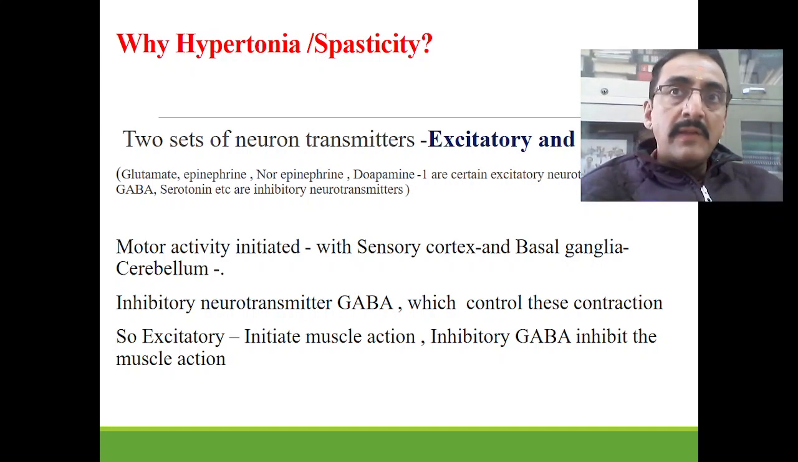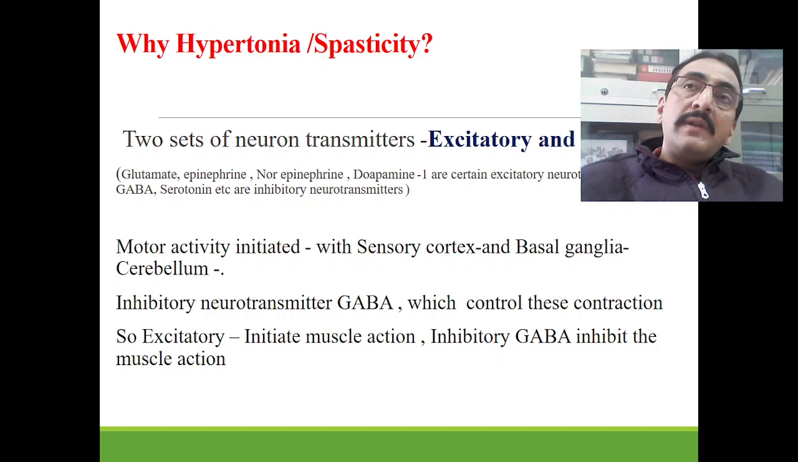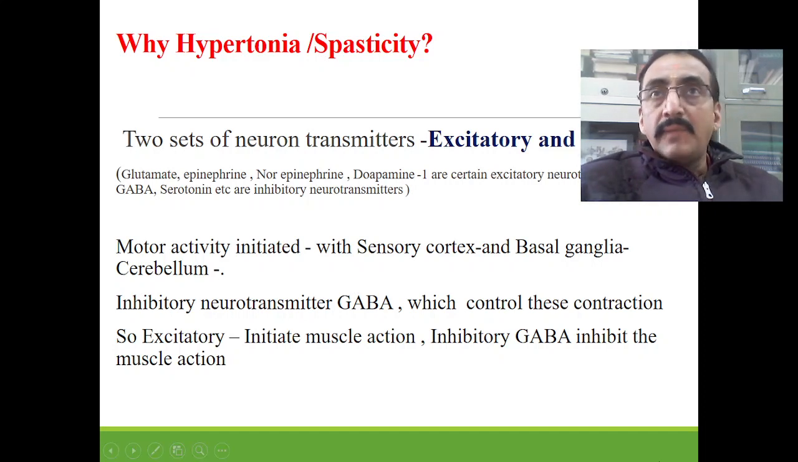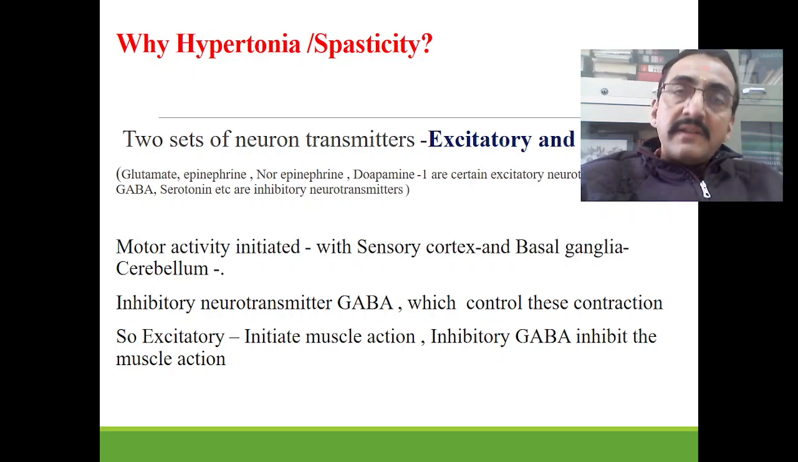What I mean to say is, when any action is initiated, definitely the excitatory neurotransmitters are stimulated. In the meantime, some of the inhibitory neurotransmitters present surrounding it are also stimulated to control the excess movement of this particular action. And what are the common inhibitory neurotransmitters? They are GABA, gamma aminobutyric acid, then serotonin, and some type of dopamine 2, etc. So some neurotransmitters are excitatory in nature and some are inhibitory in nature.